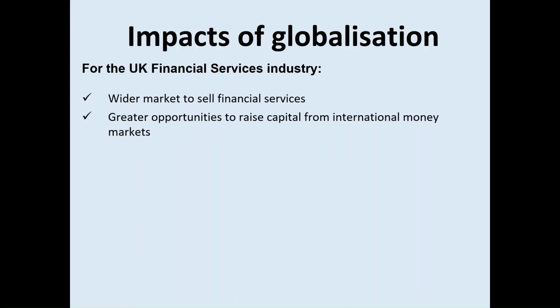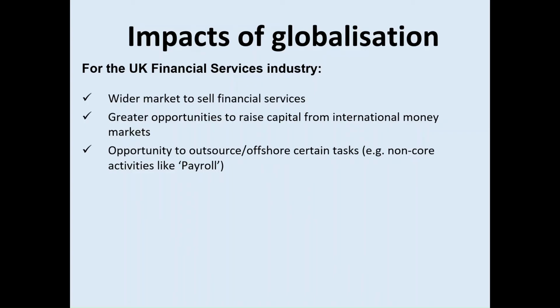That said, it also increases the interdependencies of financial services not only within countries but across the world. Later on in the unit, we'll have a look at the opportunity and the possibility for systemic risk. There is also the opportunity to outsource or offshore certain tasks. For example, some financial services providers may choose to outsource or indeed offshore, which of course means outsourcing abroad, certain non-core activities. It might be things like payroll, for example.